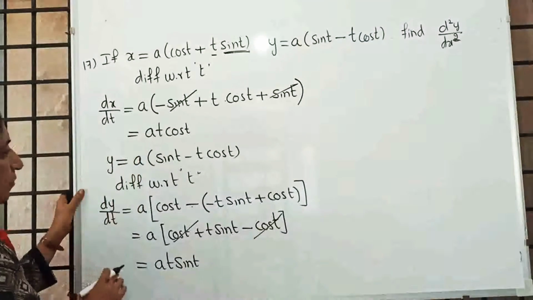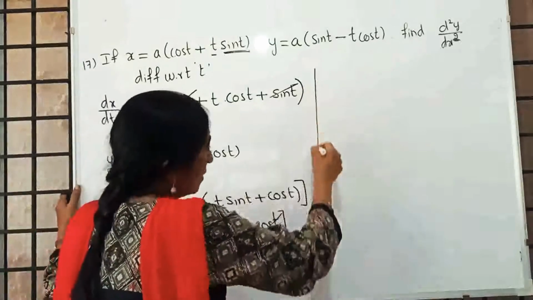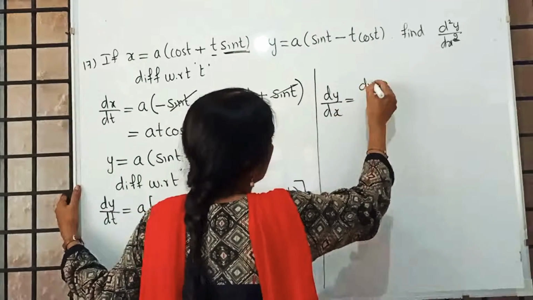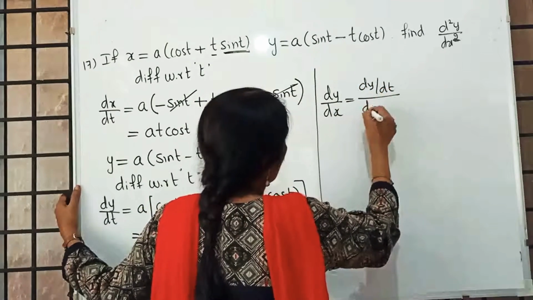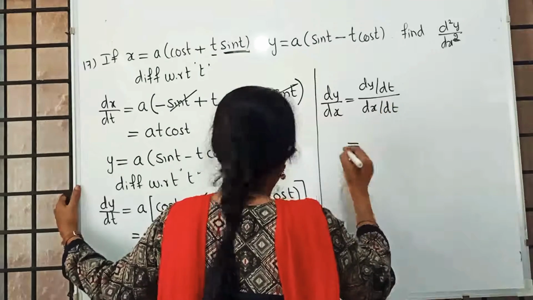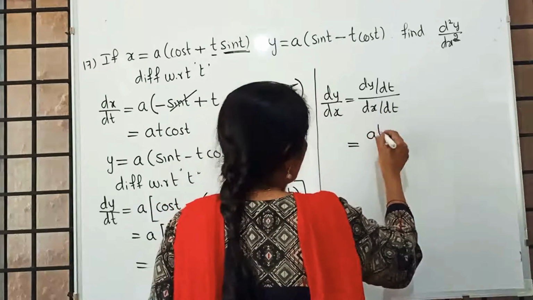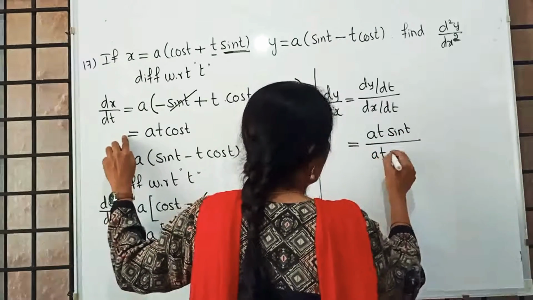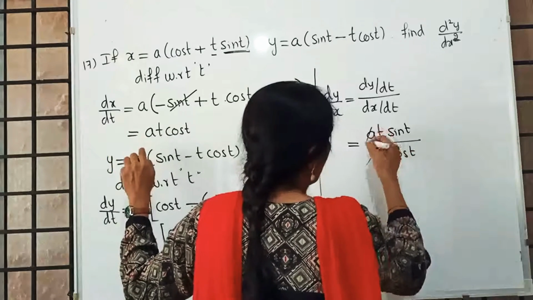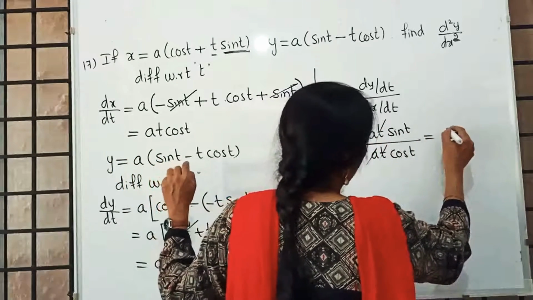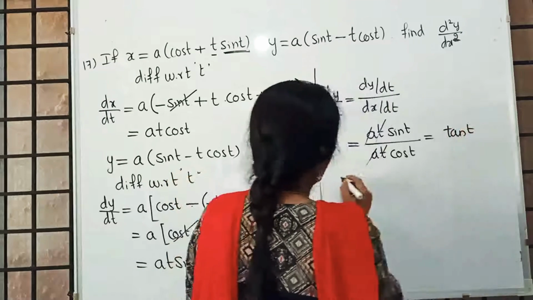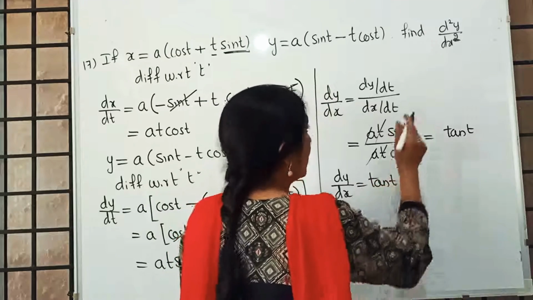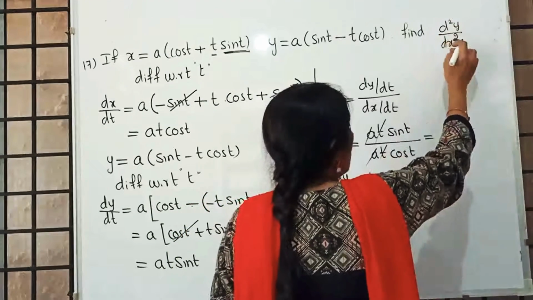Now we have dx upon dt and dy upon dt. See what is dy upon dx then? dy upon dx is dy upon dt divided by dx upon dt. dy upon dt is a t sin t, dx upon dt is a t cos t. a cancels, t cancels. sin by cos is tan. This is tan t. dy upon dx is equal to tan t. But we require d²y upon dx².